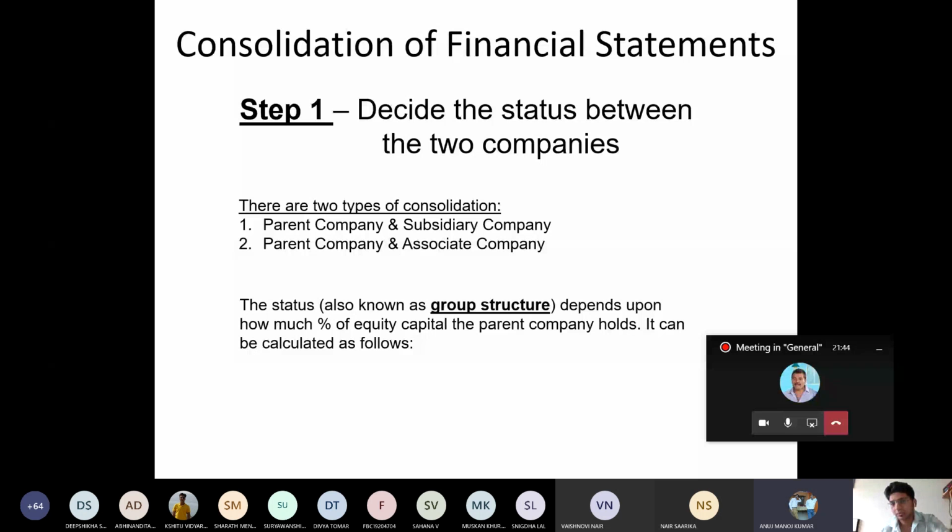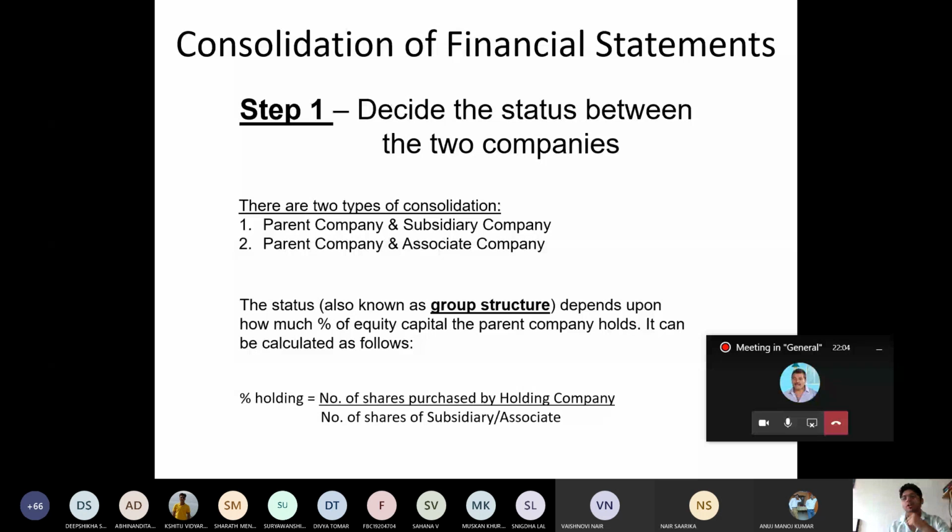Similarly, what is an associate? I'll explain that also. So now, if this percentage is not given, ACCA guys generally will not give you the percentage. How much is the percentage holding? They will not give you. So how will you calculate? You will not calculate dependent upon the equity share capital, but you will calculate dependent upon the number of equity shares that the parent company is going to hold.